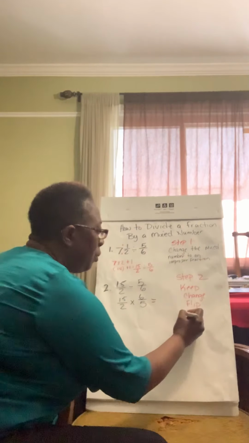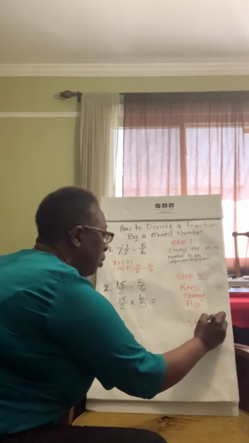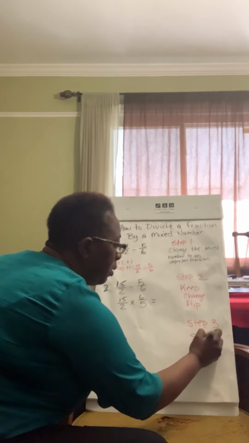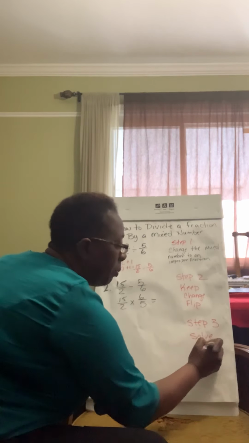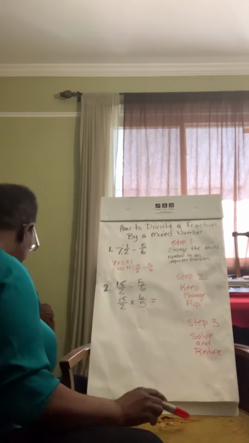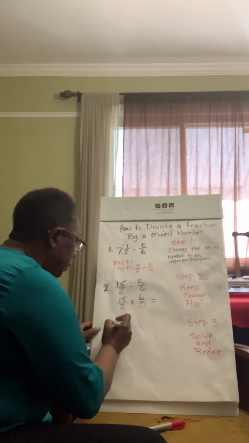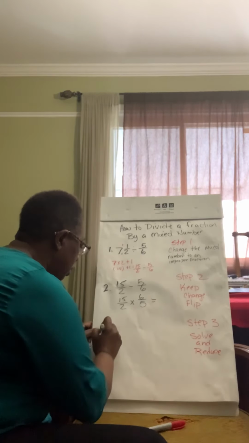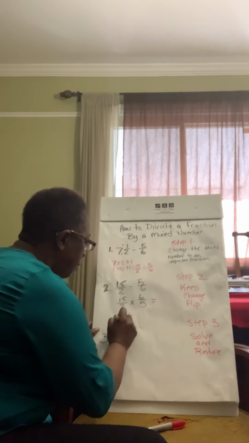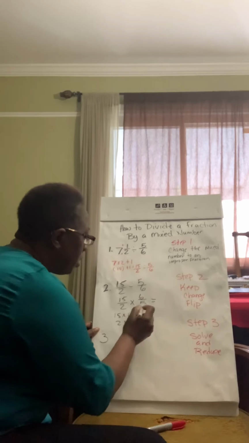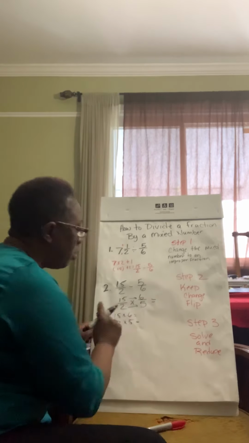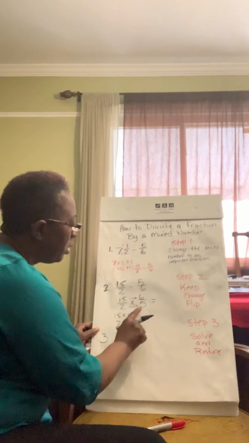Step 3 is solve and reduce. So you solve and reduce. Simplify, reduce. Okay? So then this becomes 15 times 6, and then you have 2 times 5. You need to solve this because we're going straight across to multiply. 15 times 6, 2 times 5.